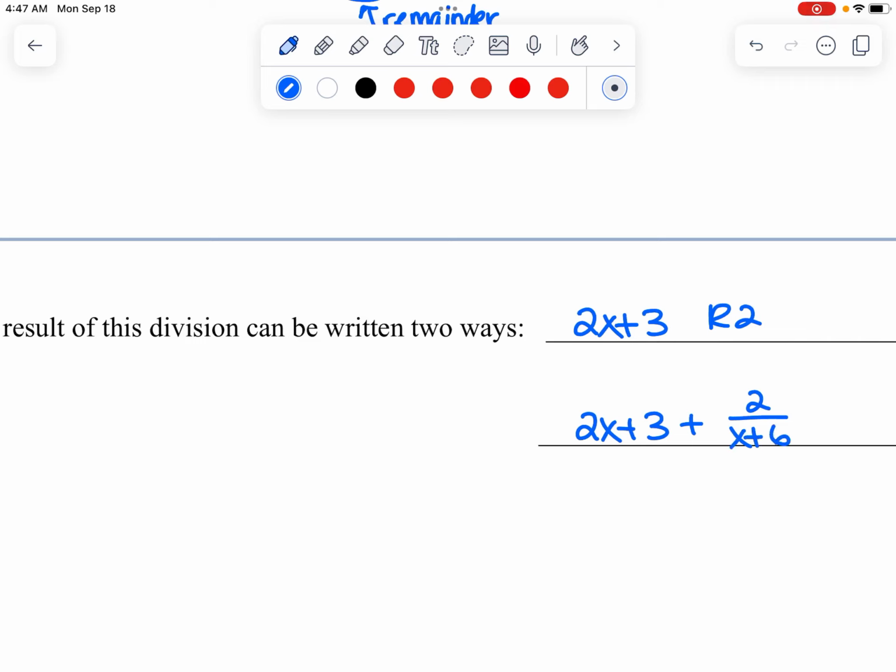This is often called quotient remainder form, the second way that we're doing this, and sometimes the problem will ask you to write it this way and be specific. If it doesn't, then either way is fine.